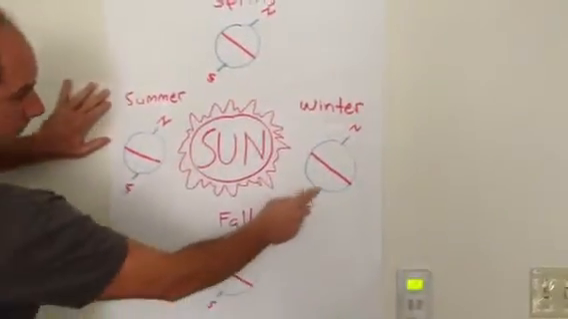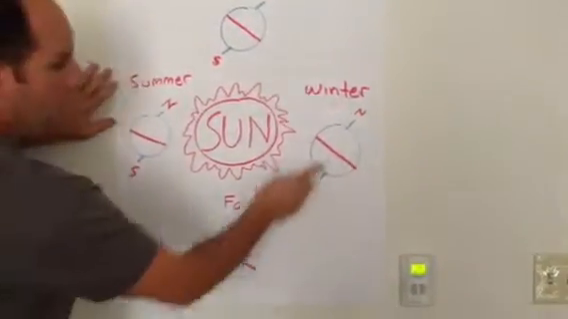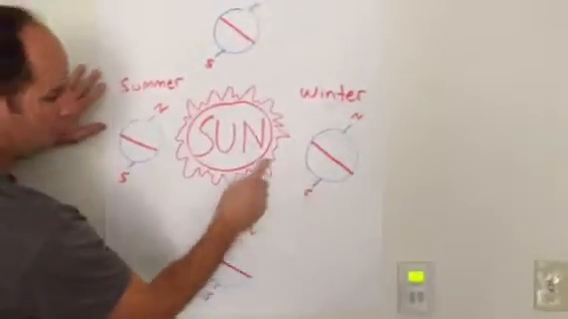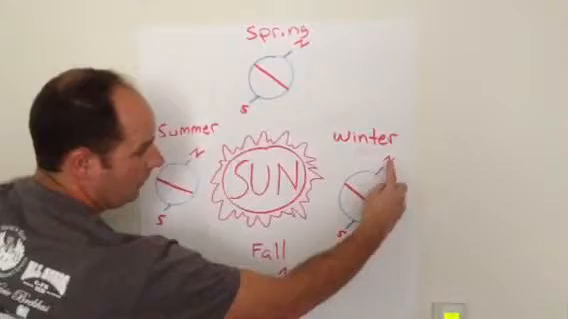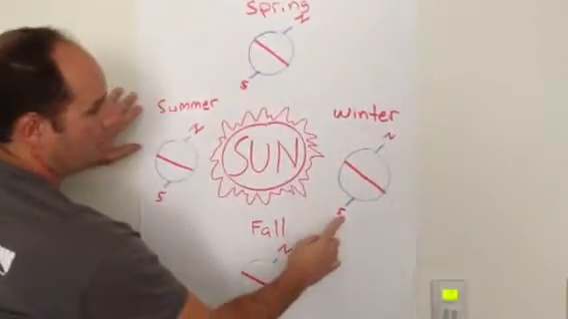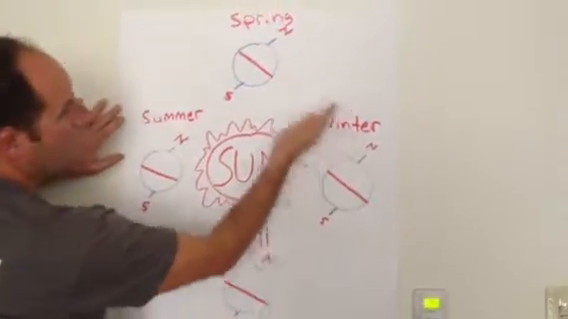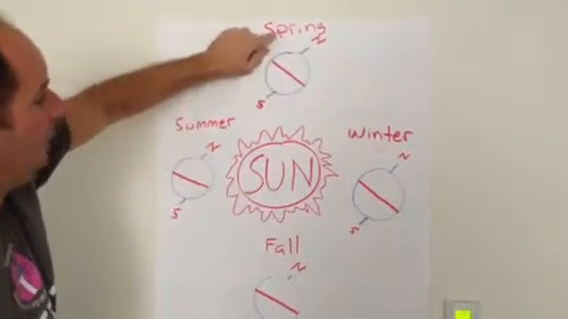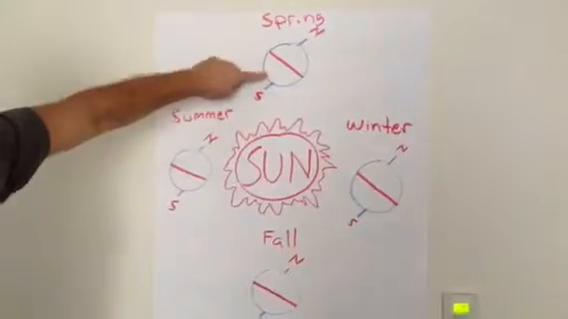3 months later, you get winter time. The northern hemisphere is tilted away from the sun, and the southern hemisphere is tilted towards the sun. So for us, we'd have winter, southern hemisphere would have summer. And then 3 months later, the side of the Earth is facing the sun, so we're spring, and the southern hemisphere would have fall.